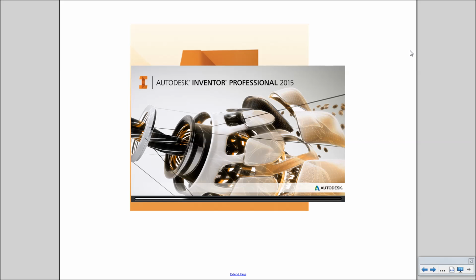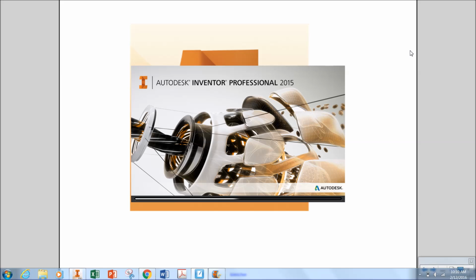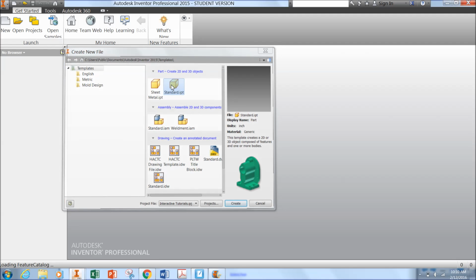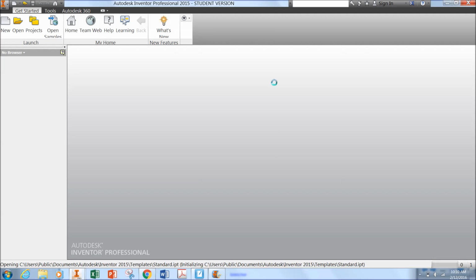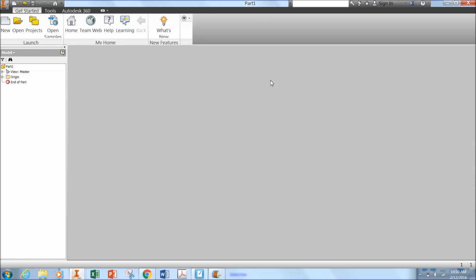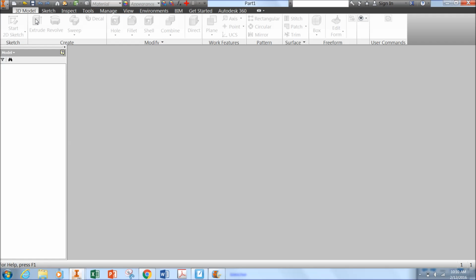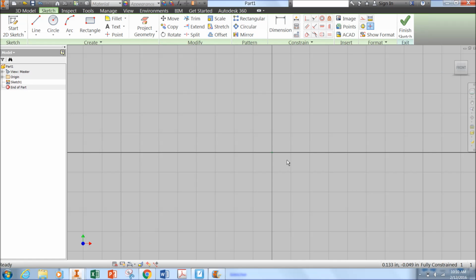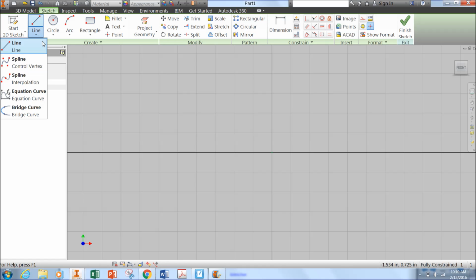Returning to Inventor, we'll create a brand new part file. We must start a new 2D sketch and select the XY work plane that we're used to using. Next, we need to select equation curve.